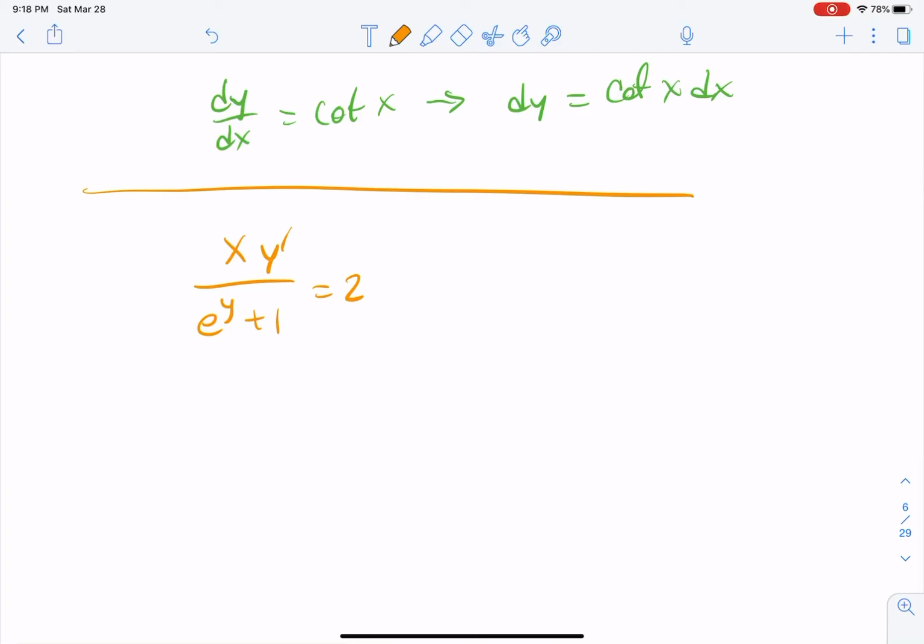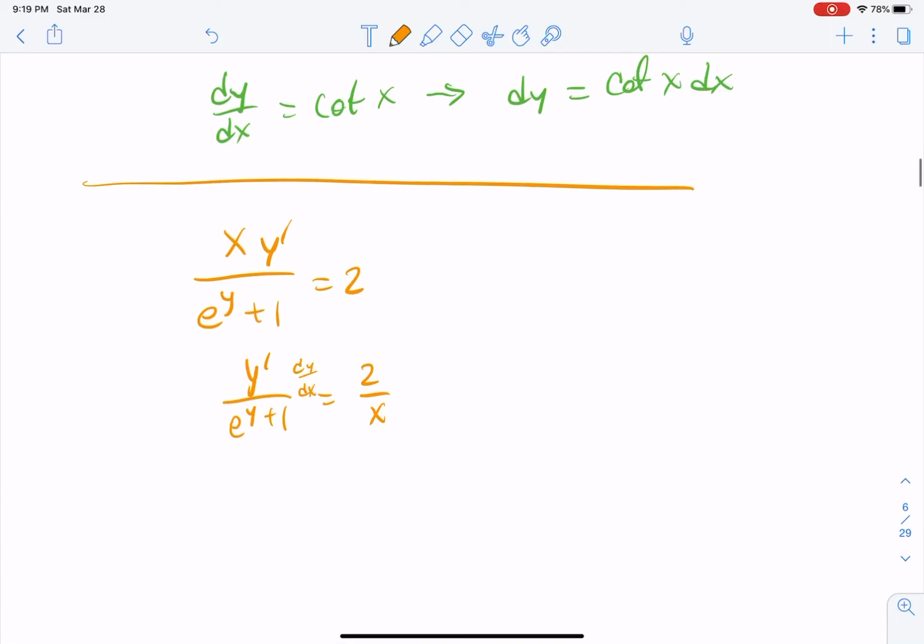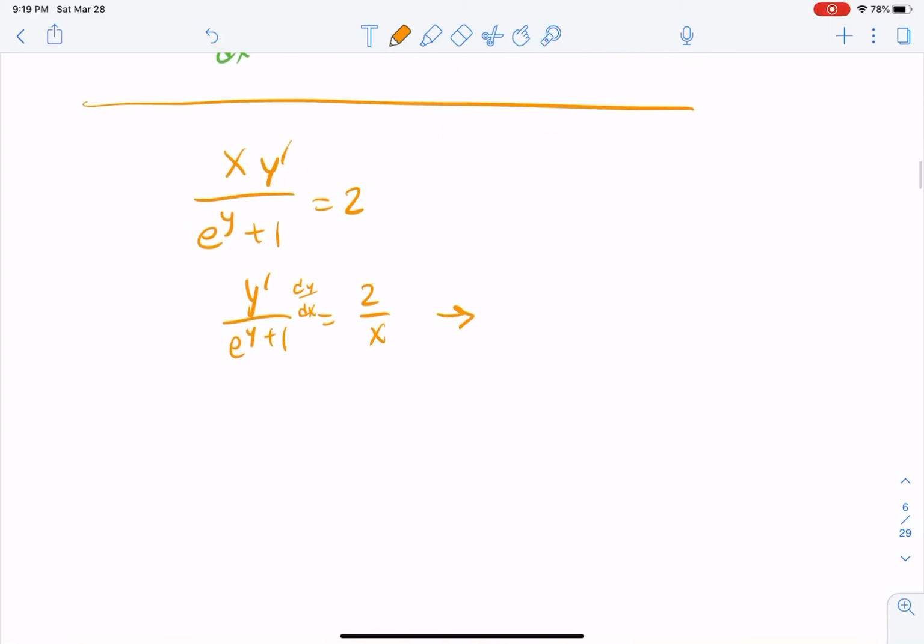Should be nice. All right, the e to the y plus 1 has a y in it, so it's going to stay. I have to bring the x over to the right-hand side. I'm going to have to divide. So I've got y prime over e to the y plus 1 is equal to 2 over x. So far, so good. And then this y prime is really a dy/dx, so I need to get the dx over to the right-hand side, so this becomes dy over e to the y plus 1 is equal to 2 over x dx.